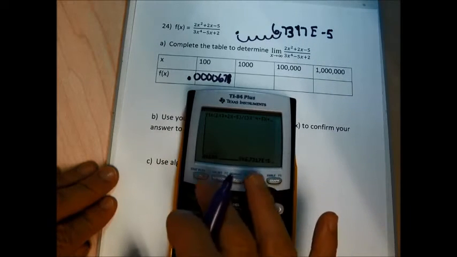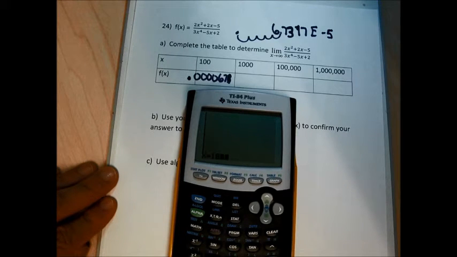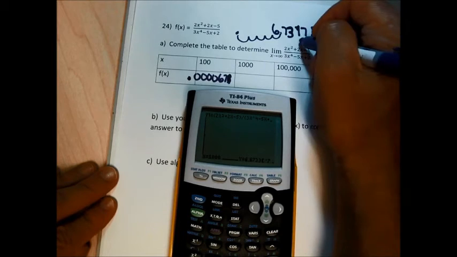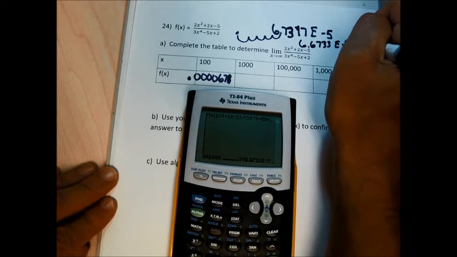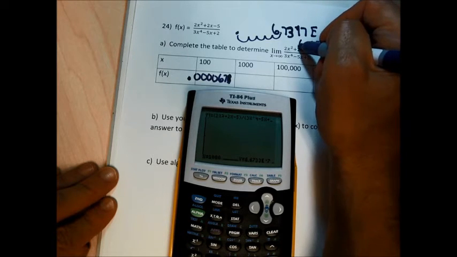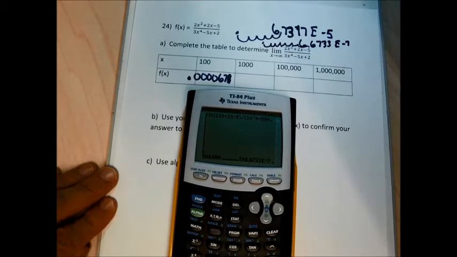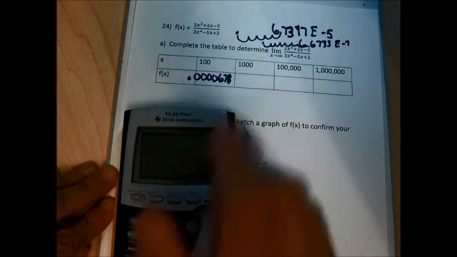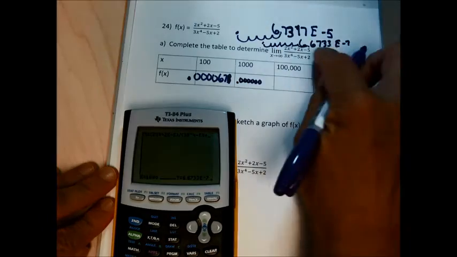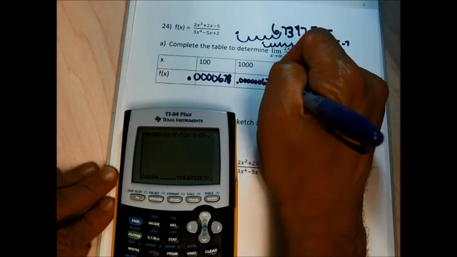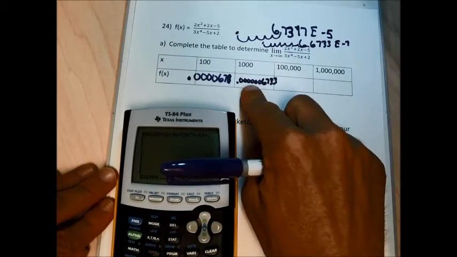Let me do 1,000. I'm going to go second, calc, value, type in 1,000, and it gives me 6.6733 e to the negative 7, which means I need to drag the decimal 1, 2, 3, 4, 5, 6, 7 places to the left. Means I'm going to have to add in 6 zeros, so it's going to be 1, 2, 3, 4, 5, 6 zeros, and then the 6733. Again, that's a small number, but it's bigger than 0.